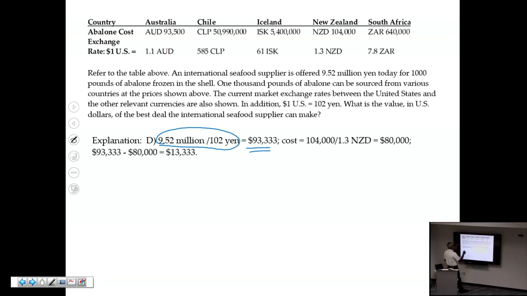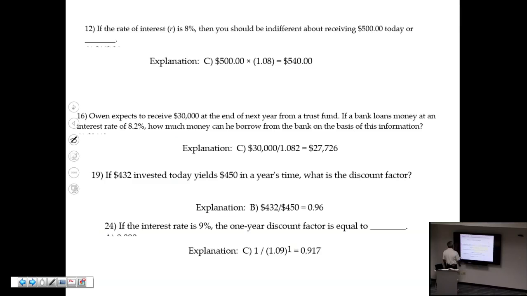Similarly, I could have done this with each of the other currencies. And what I found out was the New Zealand deal was the best deal. I'm taking the New Zealand dollar, dividing that by 1.3 New Zealand dollar per US dollar, and that gave me a value of 80,000. The difference between these two is the value of my deal, 13,333. So I could have worked it out in this manner. Again, the same type of problem that we have done before, looking at cost-benefit analysis across the different options we have.